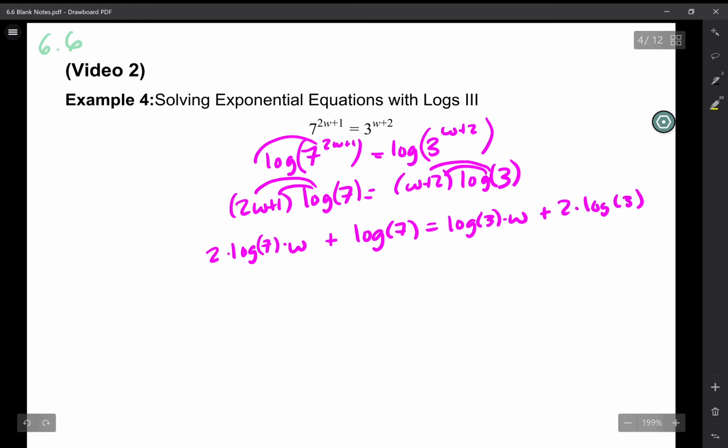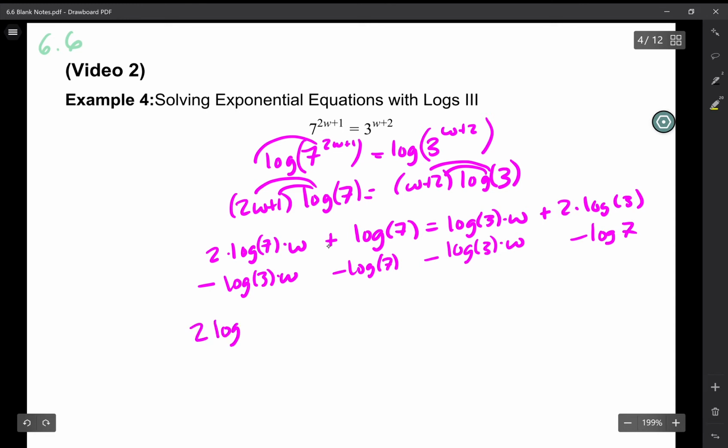All right, I'm going to get the terms with w on one side and the terms without w on the other side. So I'm going to subtract log 3 times w from each side, and I'm going to subtract log 7 from each side. This becomes 2 log 7 times w minus log 3 times w on the left-hand side. And because these canceled and these canceled, the right-hand side becomes 2 log 3 minus log 7.